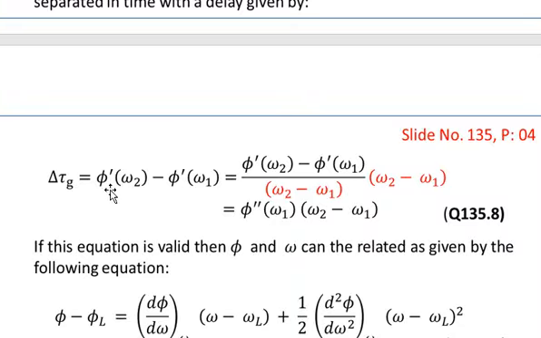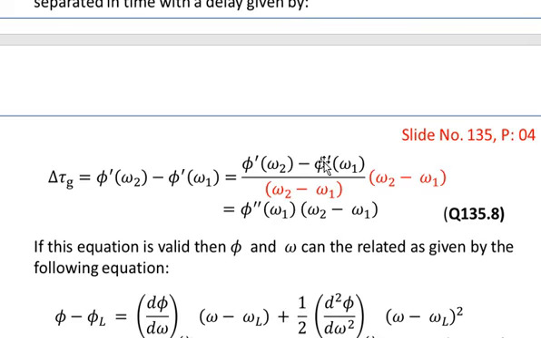So delta tau g is equal to phi prime for the pulse with central frequency omega 2 minus phi prime for the pulse with central frequency omega 1, because we are assuming that omega 2 will travel faster than omega 1. So I am multiplying the left hand side on both sides, dividing and multiplying with omega 2 minus omega 1.